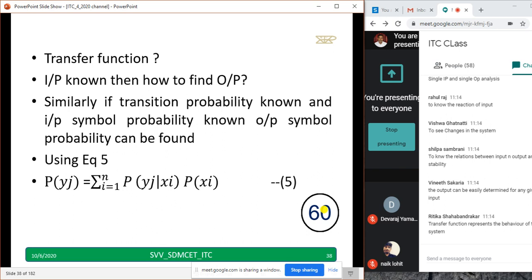Similarly, if the transition probabilities are known and input symbol probabilities are known, simply multiplying these two, output symbol probabilities can be found. This one line I wanted to tell. That's the reason I asked about these two. Simply if I multiply these two, I'll get the output symbol probability. That's equation number 5 that you have copied. Just take a few seconds and note down this one particular line, or remember it. I think in the next slide I have copied the same lines.